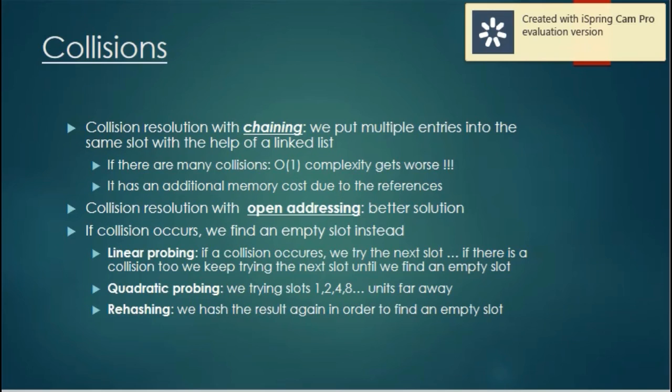In linear probing, if a collision occurs, we try the next slot. If there is a collision there too, we keep trying the next slot until we find an empty slot. In quadratic probing, we try slots 1, 2, 4, 8 units away. And in rehashing, if we end up with an array index that's not empty, we hash the result again with the hash function in order to find an empty slot.